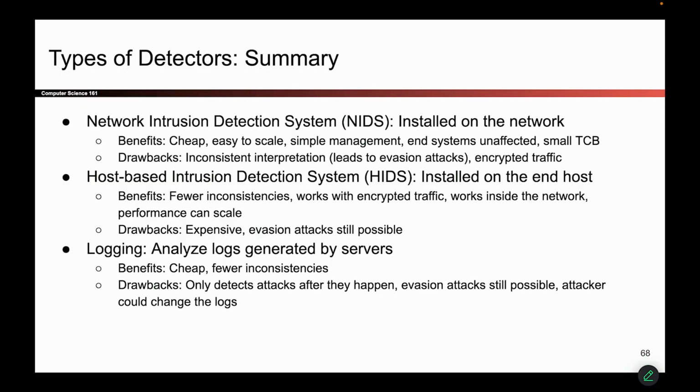NIDS tend to be cheap, but they have the drawback of inconsistent interpretation, leading to evasion attacks. By contrast, HIDS might be more expensive because you have to install on every end host, but there might be fewer inconsistencies because the detector and the end host are at the same place. And with logging, it's cheap, but it can only detect attacks after they happen.